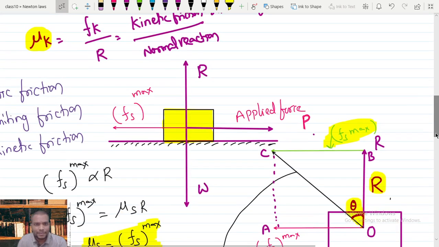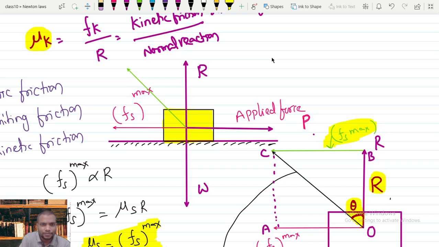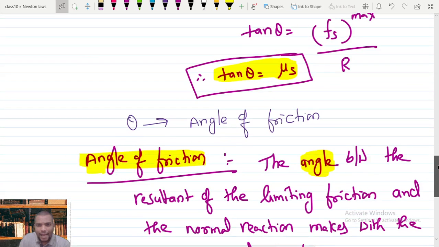If you fill in the diagram here, taking a green color, I draw the resultant vector. This is the resultant vector of the limiting friction and normal reaction. The resultant vector makes an angle theta with the normal reaction. This theta only we define as the angle of friction. Now the tangent of the angle of friction, tan theta, is equal to the coefficient of static friction.